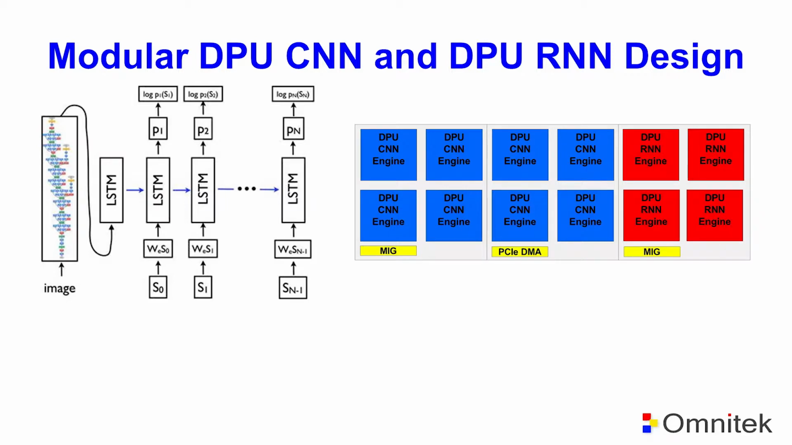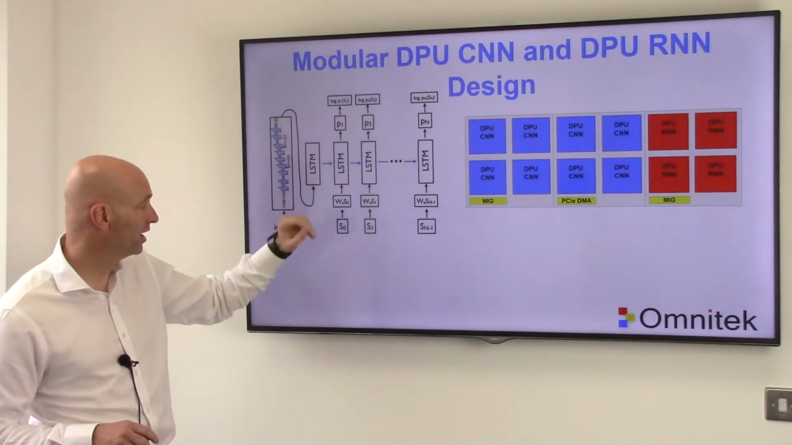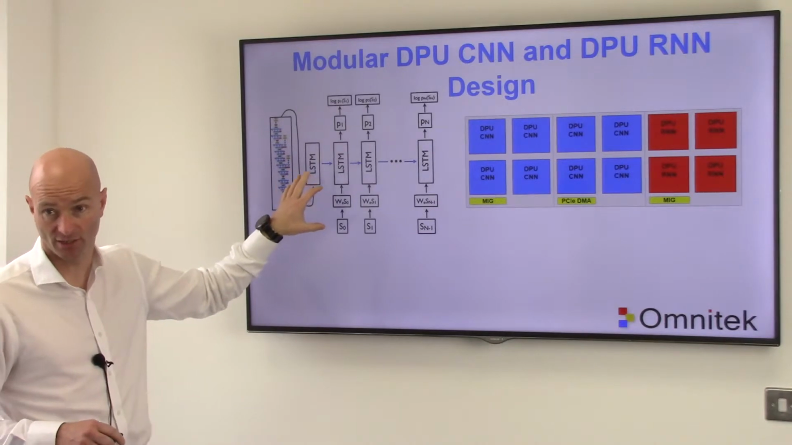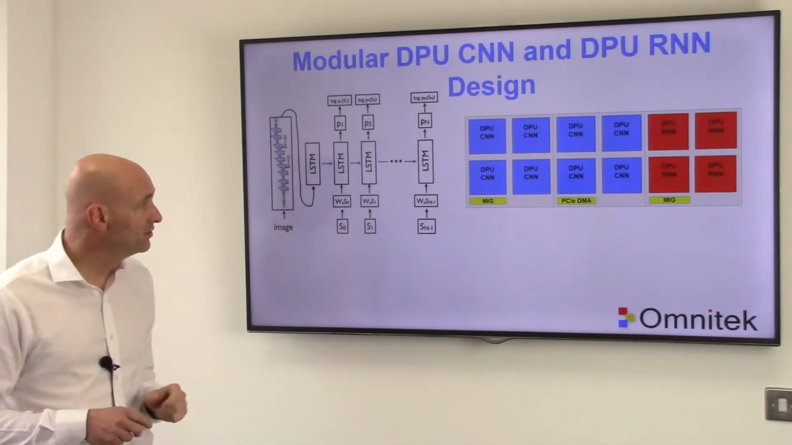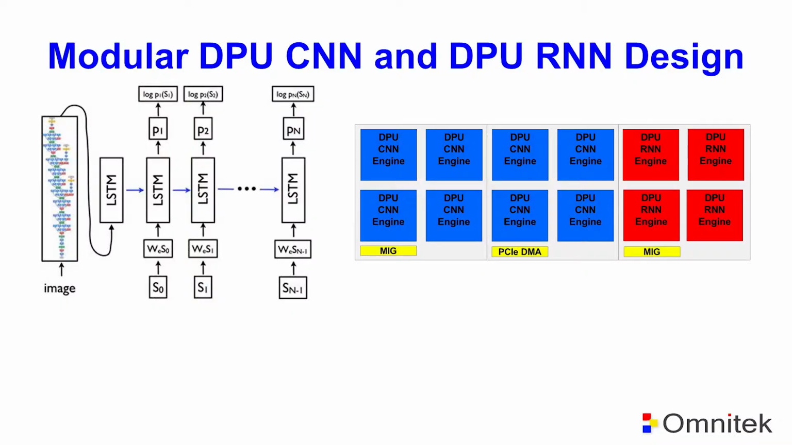So on the left we've got a captioning neural network design that on the very left of the diagram shows a convolutional neural network, in this case GoogleNet, feeding into an RNN, or more specifically an LSTM, which is a type of RNN, which takes the information from the CNN and uses it to generate text automatically from what it sees in the image. And over here you can see the DPU arrangement that could be used to implement that, where we've got several cores, in this case 8 cores, implementing the CNN and 4 cores implementing the RNN aspect.